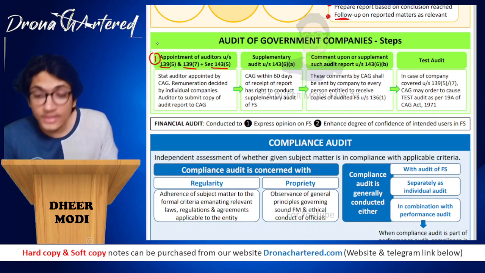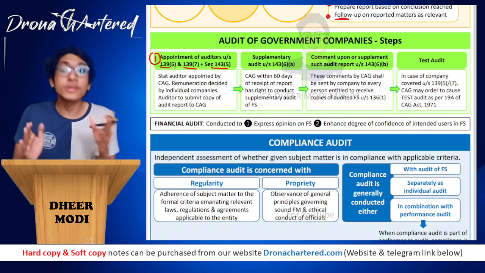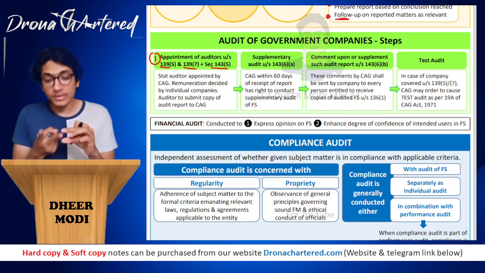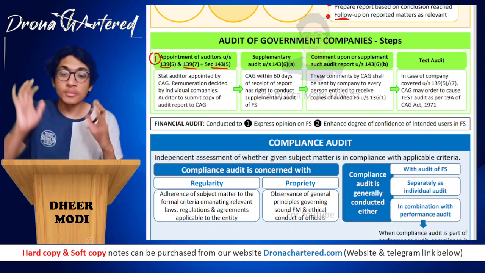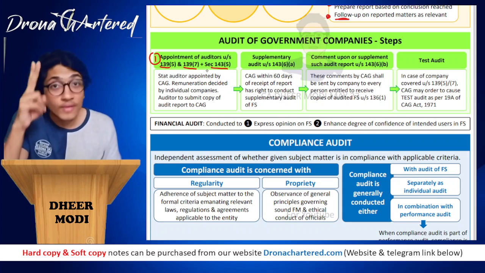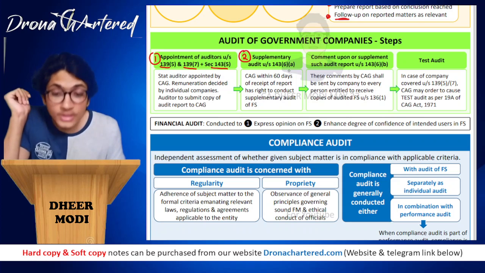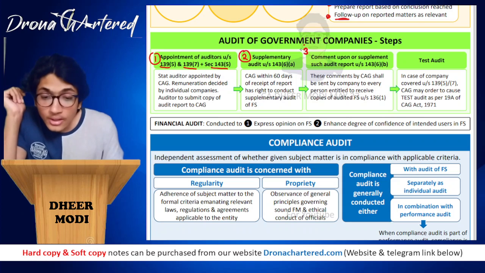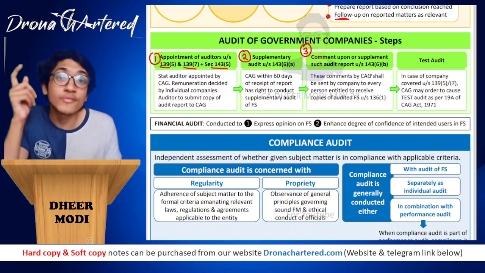Okay, so while learning steps, please don't mix and match. It has to go in the same order. Any processes, any steps, all of them should follow the same order. Do not shuffle the steps while learning, otherwise your marks will be cancelled. So appointment of auditor under section 139(5), 139(7), and 143(5). Second is conduct supplementary audit under section 143(6)(a). Third is comment upon or supplement such audit report under section 143(6).